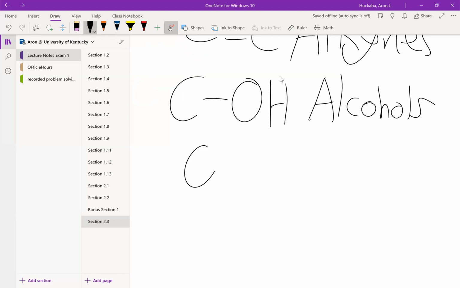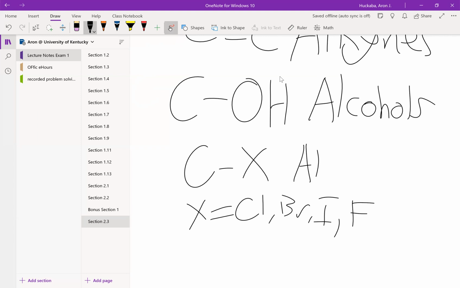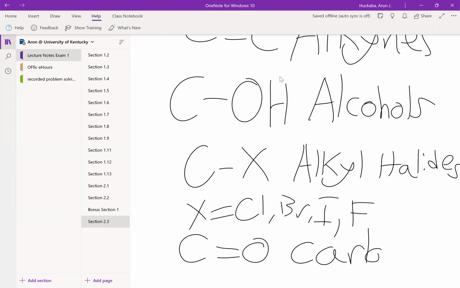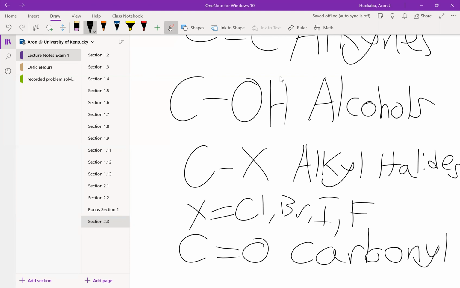Okay. Next is C-X, where X is equal to Cl, Br, I, F, and these are alkyl halides. So for now, this is probably, oh wait, actually there's probably one more here that you should have to know, and that is a reasonably important one called a carbonyl. There we are, carbonyl group.